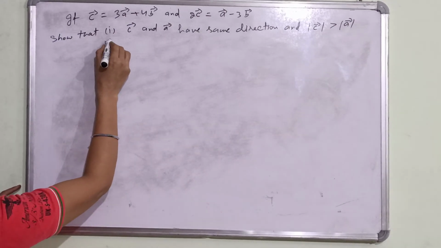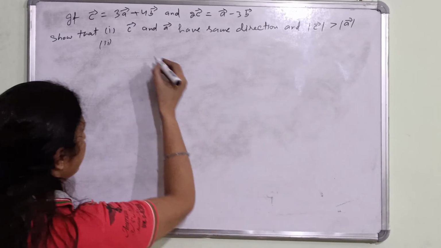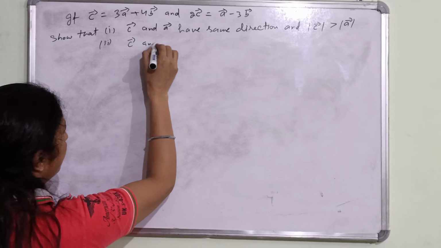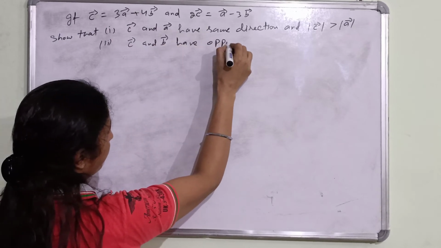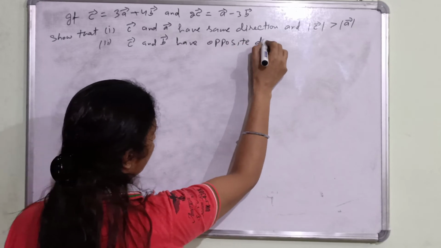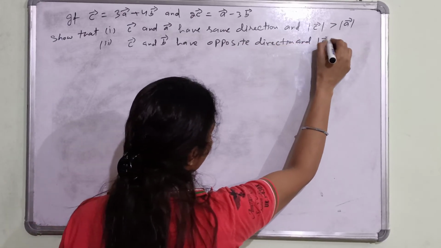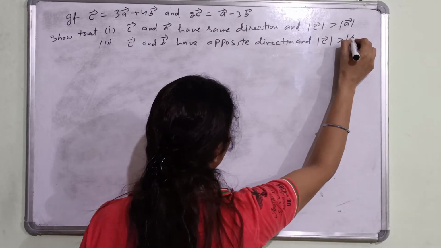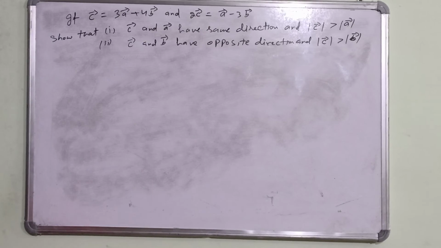Second, vector C and vector B have opposite direction, and the magnitude of C is greater than the magnitude of B, right? These two we have to solve, right?